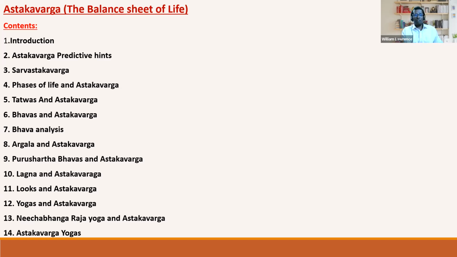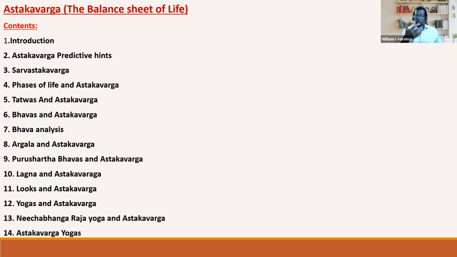So the contents will be: how to use Ashtavarga for predictive hints. Then the Sarvashtavarga, how to understand it totally. Then phases of life and Ashtavarga: youth, middle age, old age, how does Ashtavarga matter in that? Tattvas and Ashtavarga: the fiery, watery, earthy signs, and how does Ashtavarga matter? Bhavas and Ashtavarga: the complete 12 bhavas and the Sarvashtavarga bindus, how much they are high and low, and how it influences the predictions.